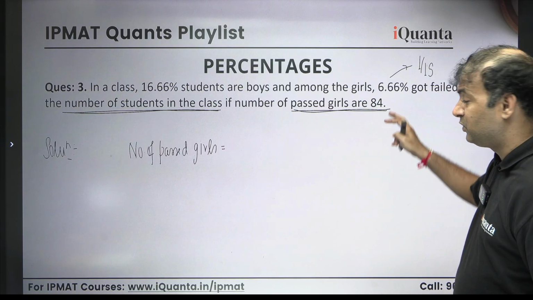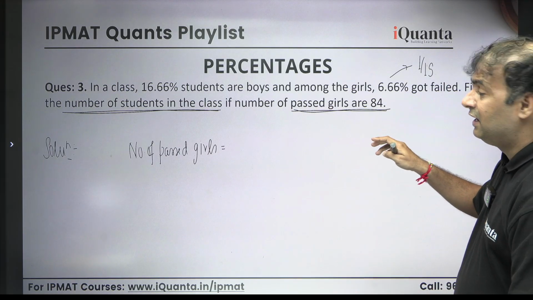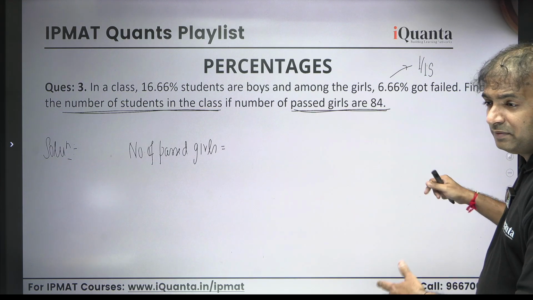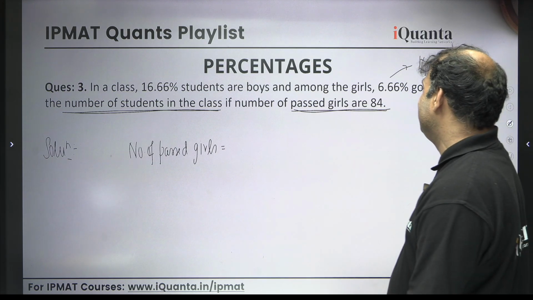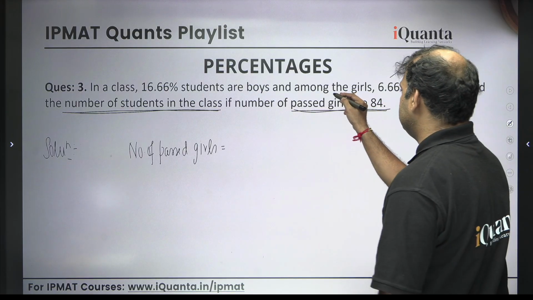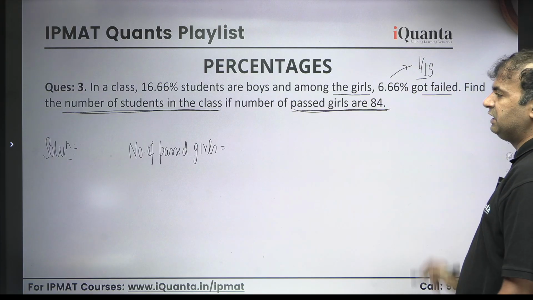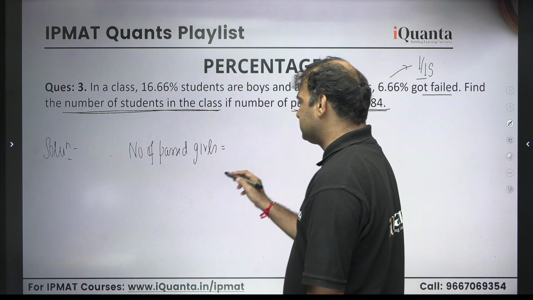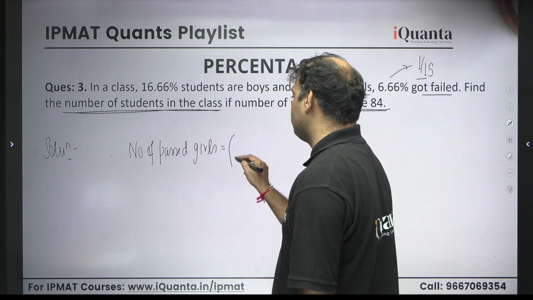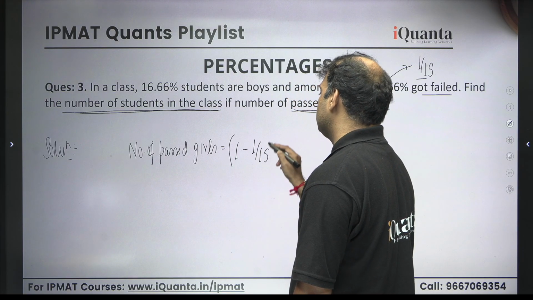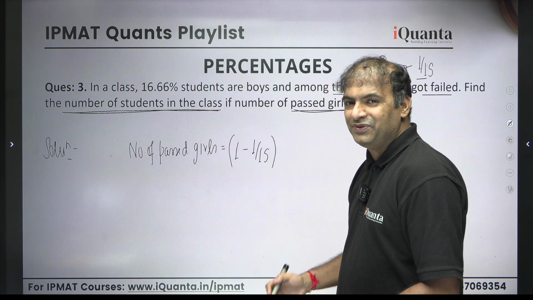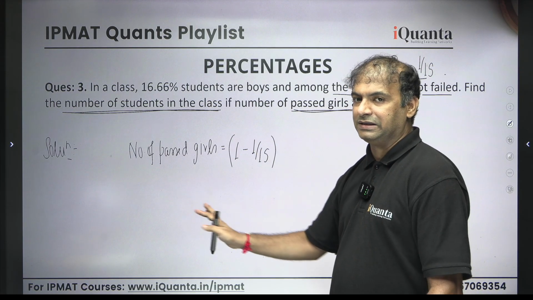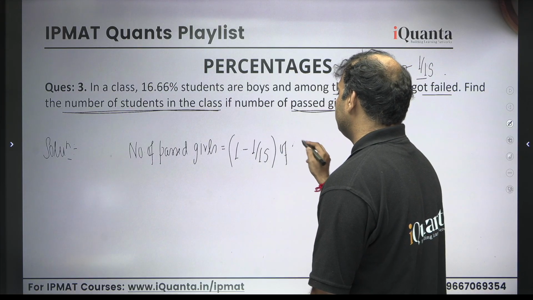What I did: 6.66 you can say is 1/3 of 20, and 20% is 1 by 5, so 1/3 of 1 by 5 should be 1 by 15. So among the girls, 1 by 15 are the failed girls. So among the girls, a passed girl should be 1 minus 1 by 15, just like the previous question. The sum of the fractions has to be 1. So we subtracted the fraction of the failed girls from 1 to get the fraction of the passed girls, of the total number of girls.